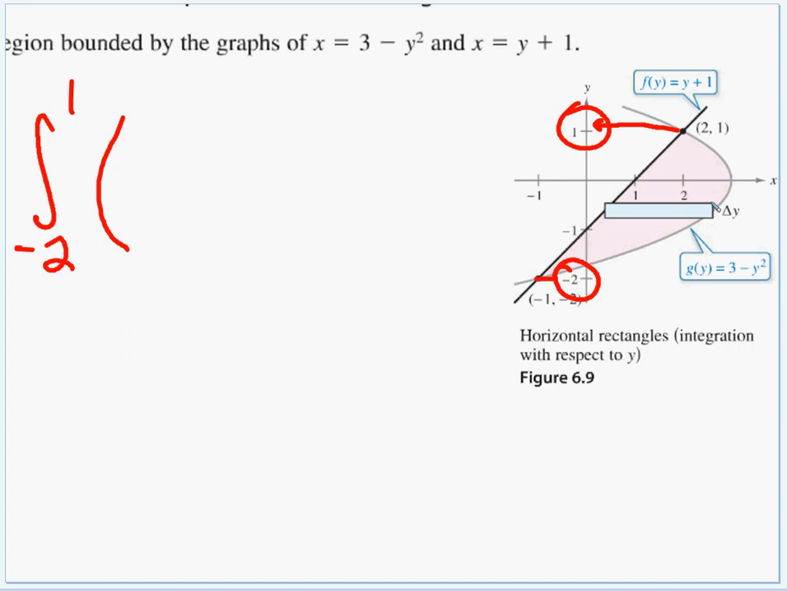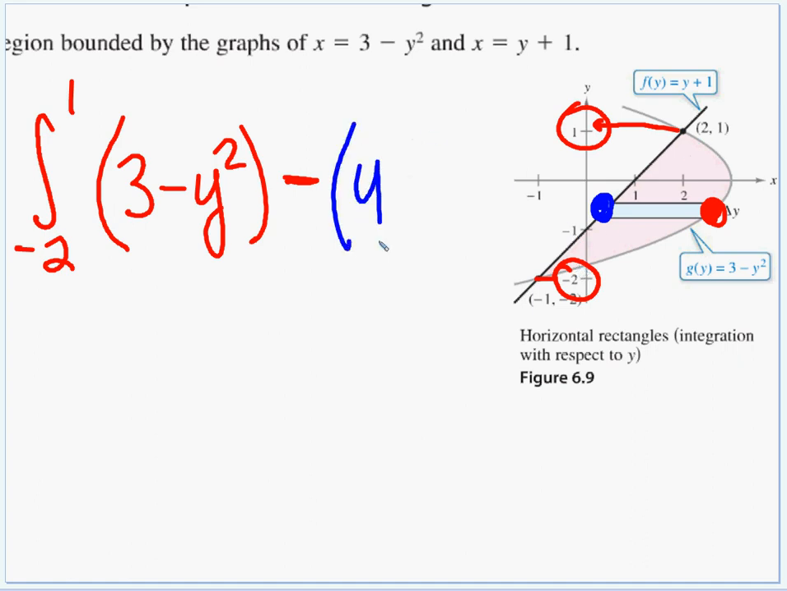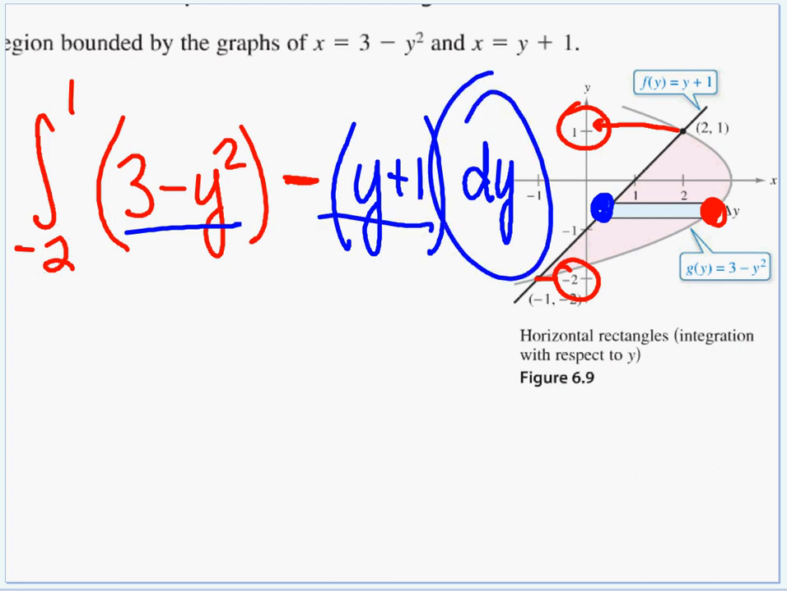So here's our representative rectangle. The right side of that rectangle is touching the 3 minus y squared. And we're going to subtract the function that's touching the left end of the rectangle. Here I hit that in blue. That is just our line y plus 1, and we're going to put a dy on there. Again, notice every number up here, the negative 2 and 1, came from the y-axis. Our functions have y's in them, and we have a dy differential at the end.